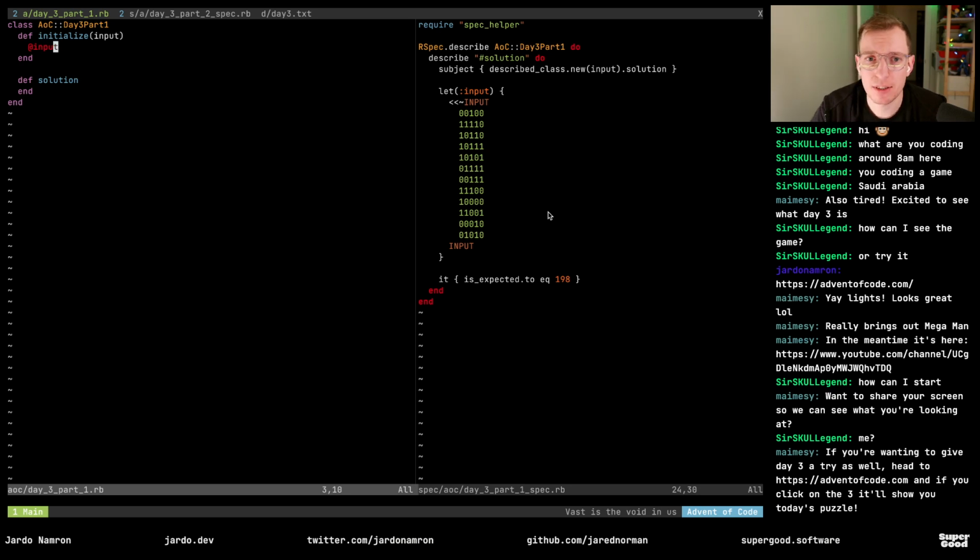What do we do here? What's the easiest way to do this? We take each input, split it into lines, and then map those to their characters. Seems vaguely like something we might do.